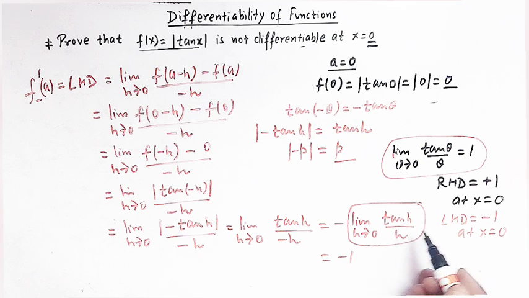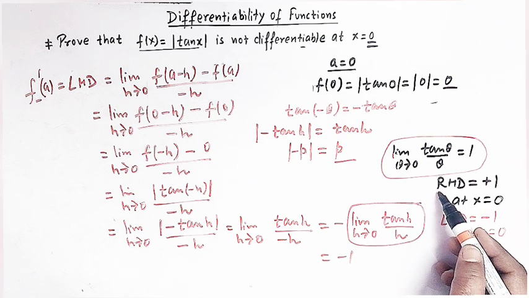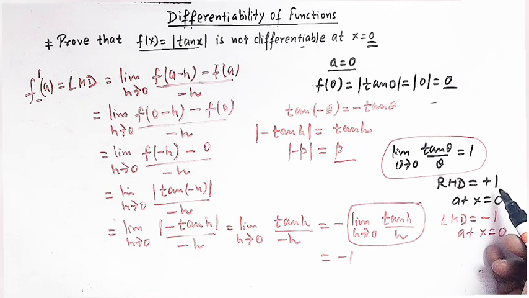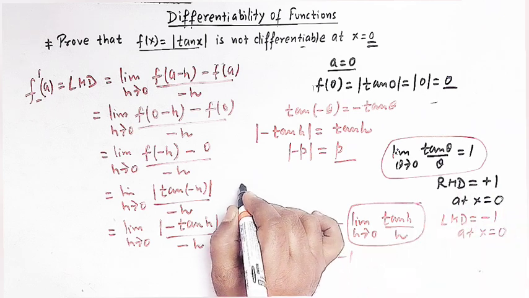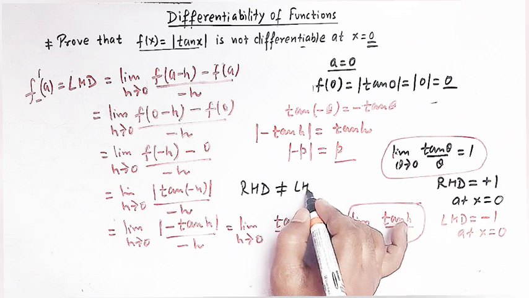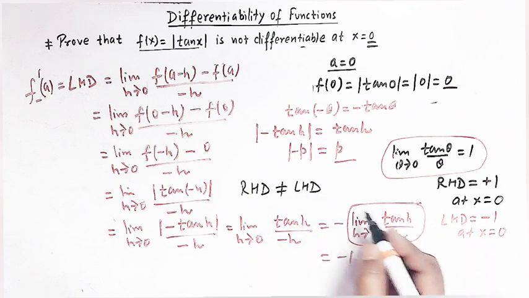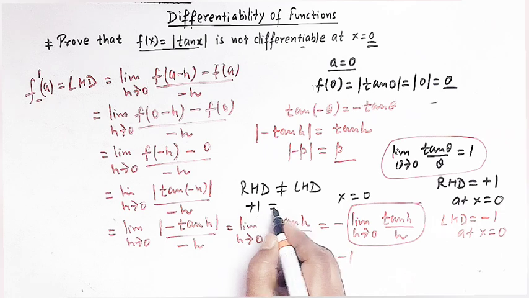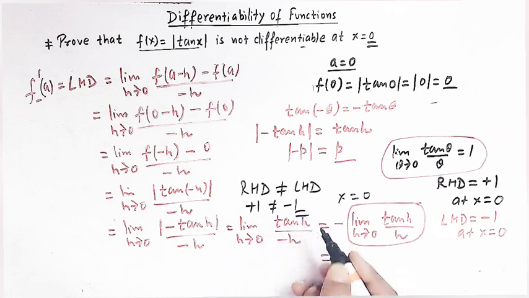So from this discussion, we can easily conclude that although the right hand derivative and the left hand derivative both exist and they are finite, they are not equal to each other. That is, the right hand derivative is not equal to the left hand derivative at x is equal to 0, because plus 1 is not equal to minus 1.